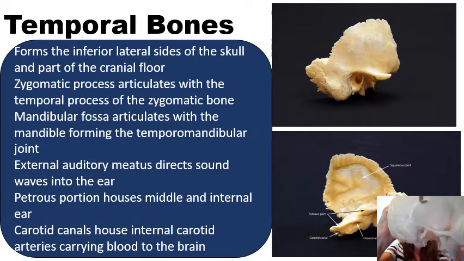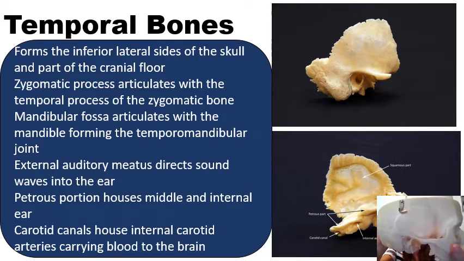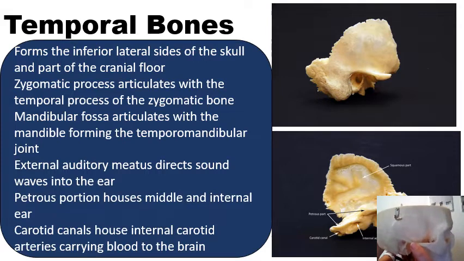We see that there is a process right here coming out of the temporal bone and leading towards this bone, which is the zygomatic bone or the cheekbone. So this process on the temporal bone is called the zygomatic process of the temporal bone. It's called the zygomatic process because it takes us to the zygomatic bone.